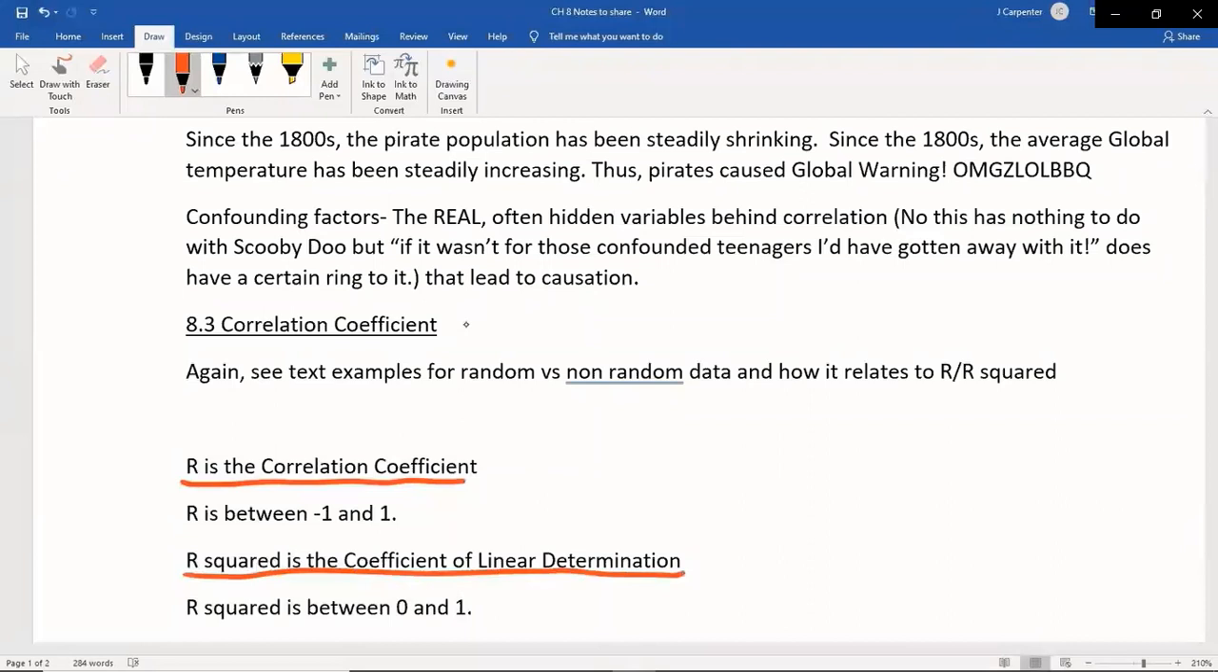I will admit I have swapped these names before in my head. The good thing is that doesn't really matter. It's knowing what R squared is and interpreting that is important. So I'm not going to give you a test question. What is the correlation coefficient? What is the coefficient of linear determination? The test questions would be, what is this value of R related to? What is this value of R squared related to?